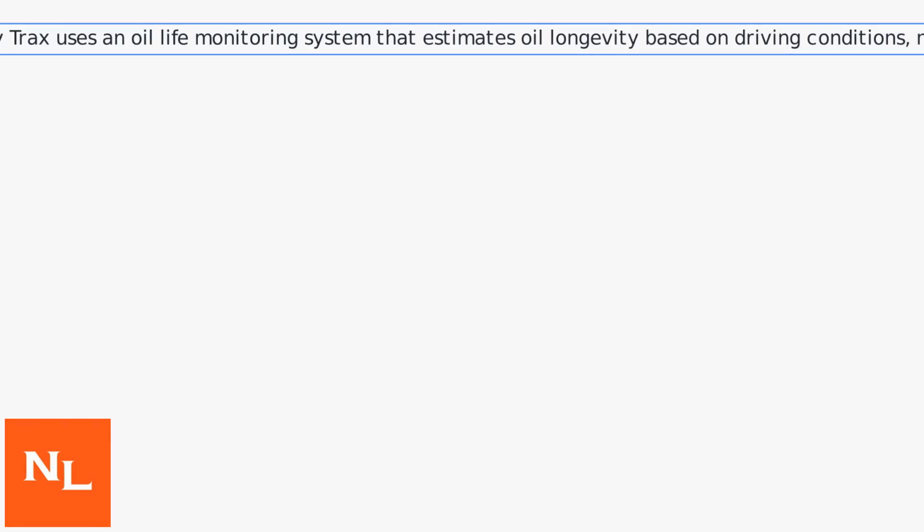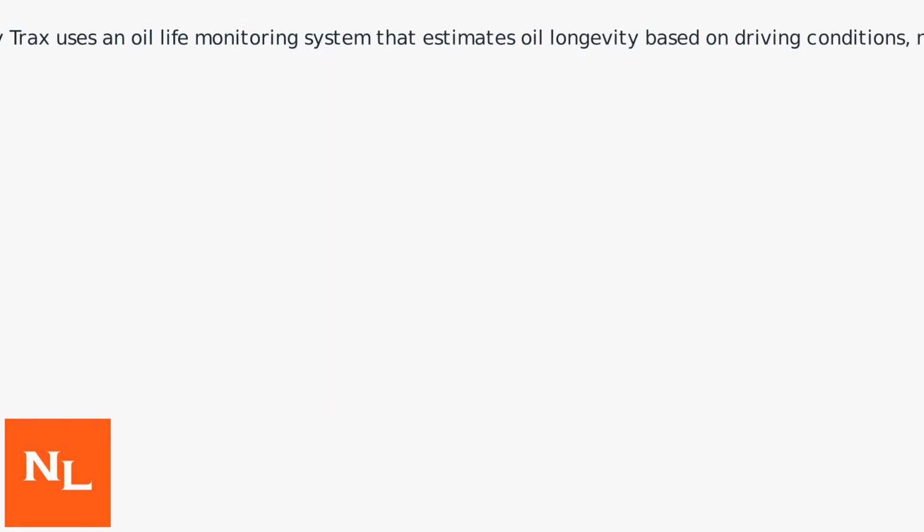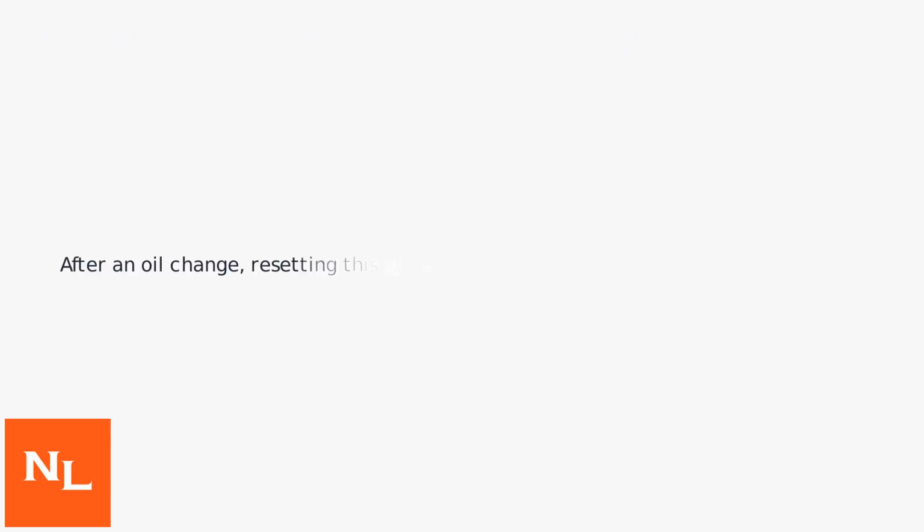The 2024 Chevy Trax uses an oil life monitoring system that estimates oil longevity based on driving conditions, not just mileage. After an oil change, resetting this system to 100% is crucial for accurate monitoring. Here's how to access it.